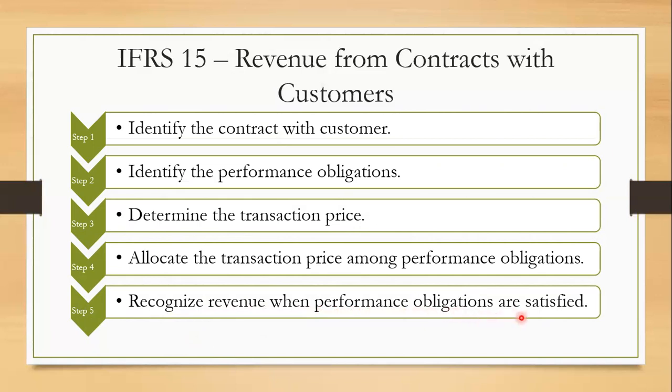That means under this model, we are recognizing revenue in our accounts only if performance obligations are satisfied. Therefore, we have to identify the performance obligation in the contract. Then we have to determine the transaction price. Then we have to combine these two and allocate the transaction price among the performance obligations, and ultimately we are recognizing revenue up to the extent of the satisfaction of our performance obligation. So let's try to understand this process with a simple example.